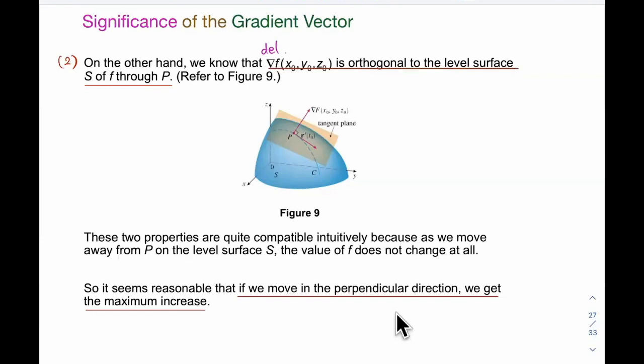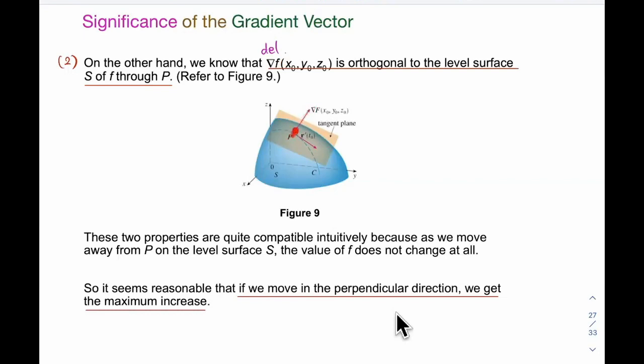Look at this. Here is the surface for the graph of the function, and the level surface at this point. This is a function of 3 variables, so think about this blue one here as the level surface. Then the gradient vector is going to be orthogonal to the surface.